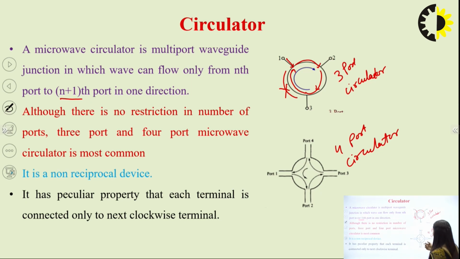If it is a 4-port device, see here, any signal entering port number 1 is connected with port number 2, 2 is connected with 3, 3 is connected with 4, and 4 is connected with 1. Although there is no restriction on the number of ports, we commonly use 3-port and 4-port microwave circulators in microwave devices. Again, this is a non-reciprocal device, so this property we will use here. It has the peculiar property that each terminal is connected only to the next clockwise terminal.